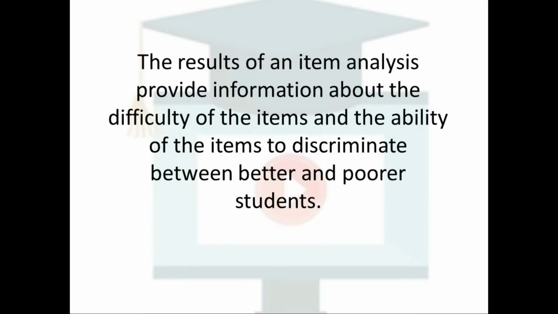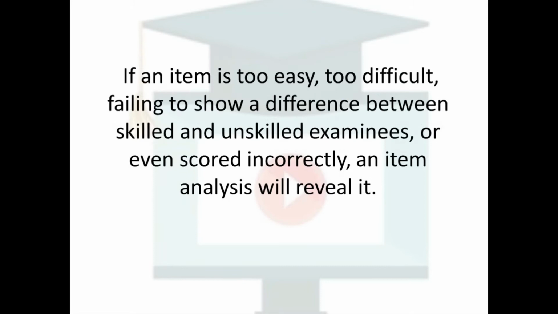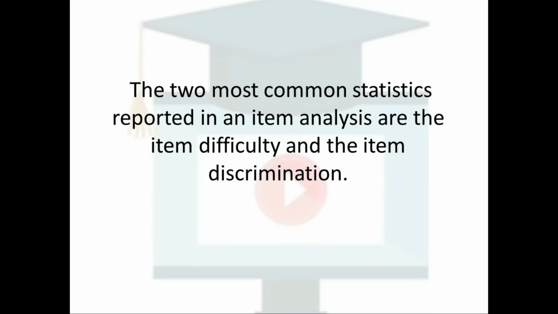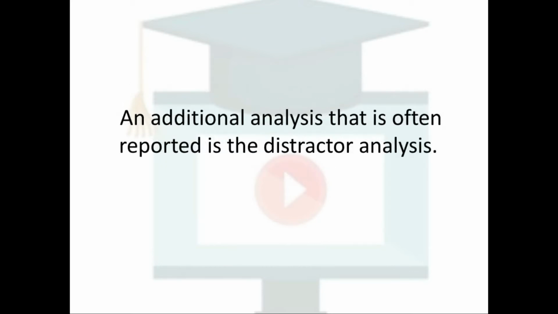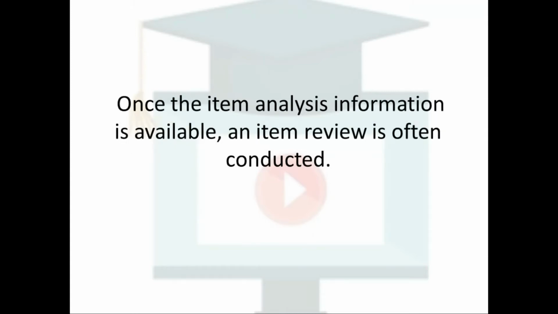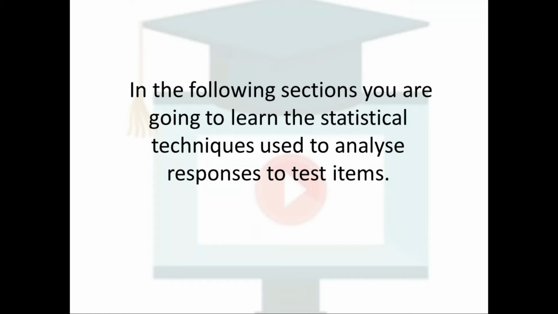The results of an item analysis provide information about the difficulty of the items and the ability of the items to discriminate between better and poorer students. If an item is too easy, too difficult, failing to show a difference between skilled and unskilled examinees, or even scored incorrectly, an item analysis will reveal it. The two most common statistics reported in an item analysis are the item difficulty and the item discrimination. An additional analysis that is often reported is the distractor analysis. Once the item analysis information is available, an item review is often conducted. In the following sections you are going to learn the statistical techniques used to analyze responses to test items.